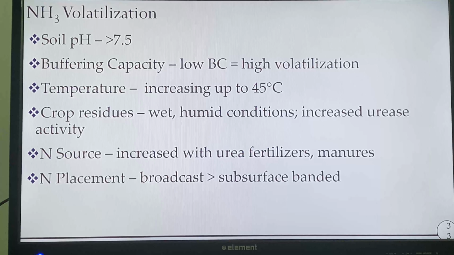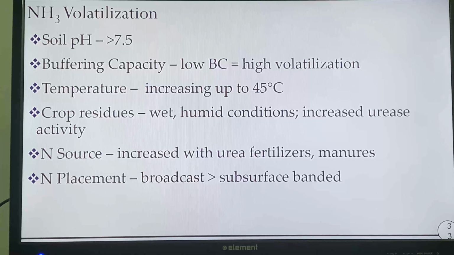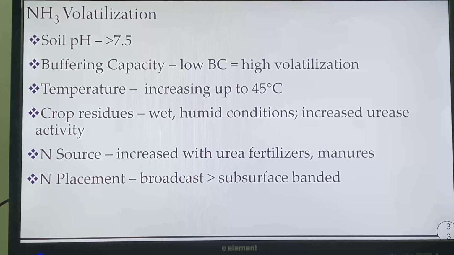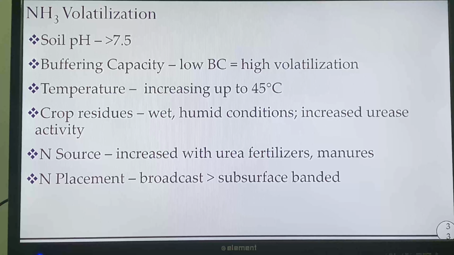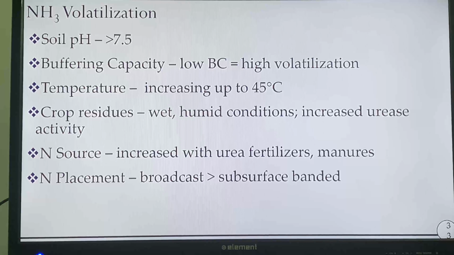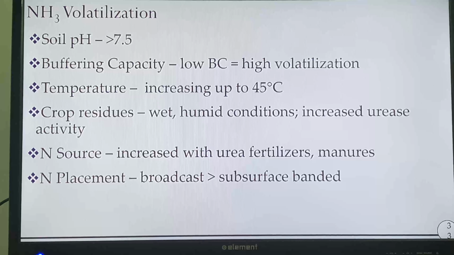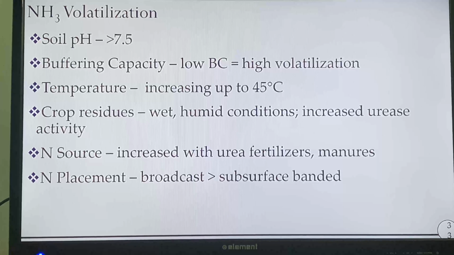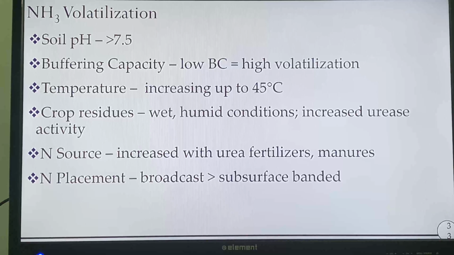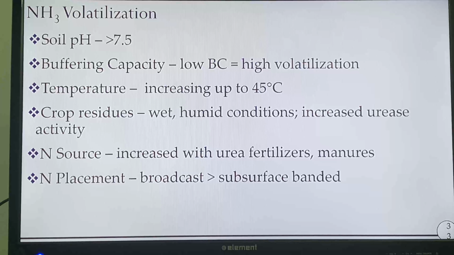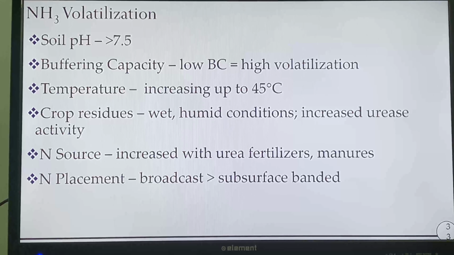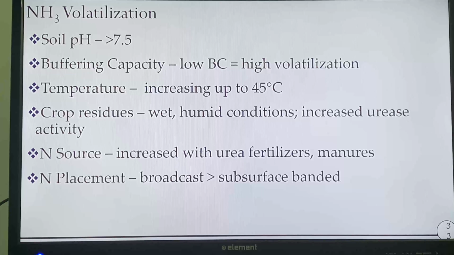And then also placement. Around here, most of us would apply urea as a broadcast application for a hay situation. In row crops, we prefer to have that subsurface banded. Maybe not so much the granular, but if we were using liquid UAN, urea ammonium nitrate, we would want to place that underneath the surface and give it an extra layer of protection. But our broadcast applications are going to suffer the most from this. They're the most susceptible.